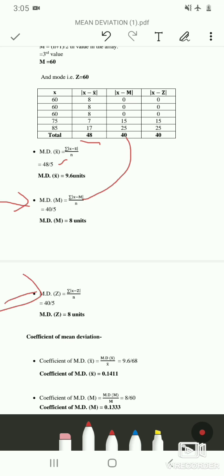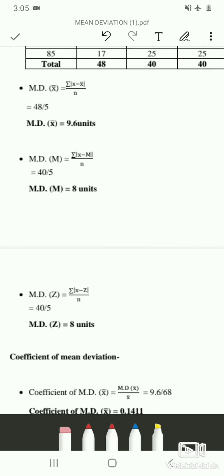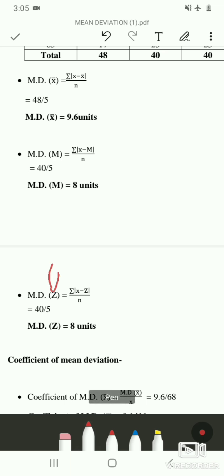And for mode, in place of m and x bar, you have to take the mode value. The formula remains the same, just substitute the mode value over here. Therefore mean deviation from mode is summation of absolute value of x minus z upon n. Summation of absolute value of x minus z is 40, so 40 divided by 5 is 8 units.